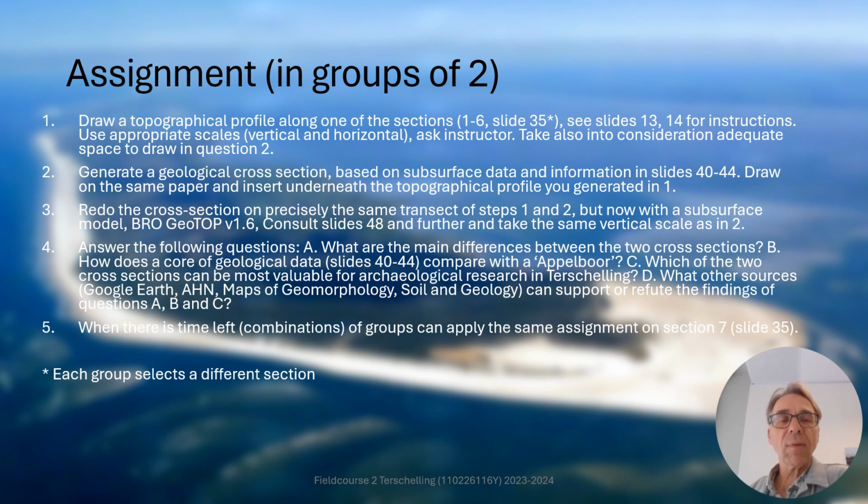After 1, 2, and 3, I want you to answer the following questions. A: What are the main differences between the two cross sections? B: How does a core of geological data compare with an Edelman auger, which is such a synthetic core? Give some insights into that. C: Which of the two cross sections can be most valuable for archaeological research in Terschelling, either the GeoTOP profile or the geodata profile?